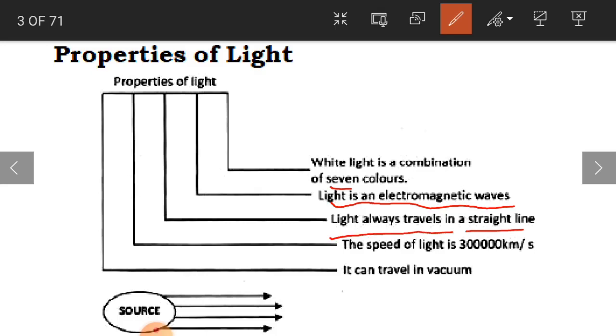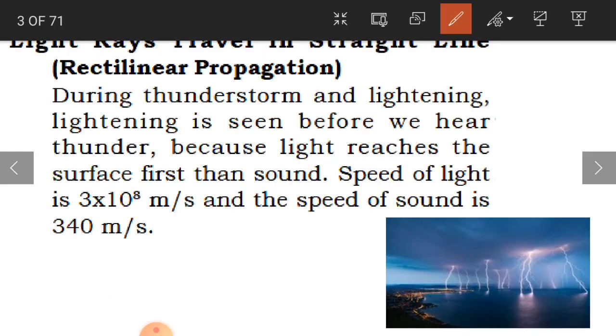Like we have learnt, even the sun rays travel in a straight line. And here the speed of light is 3 lakh kilometers per second. So in each and every second, light travels 3 lakh kilometers. See how fast it is. And light can travel in vacuum. Vacuum is nothing but the absence of air. Clear children? So these are the properties of light.